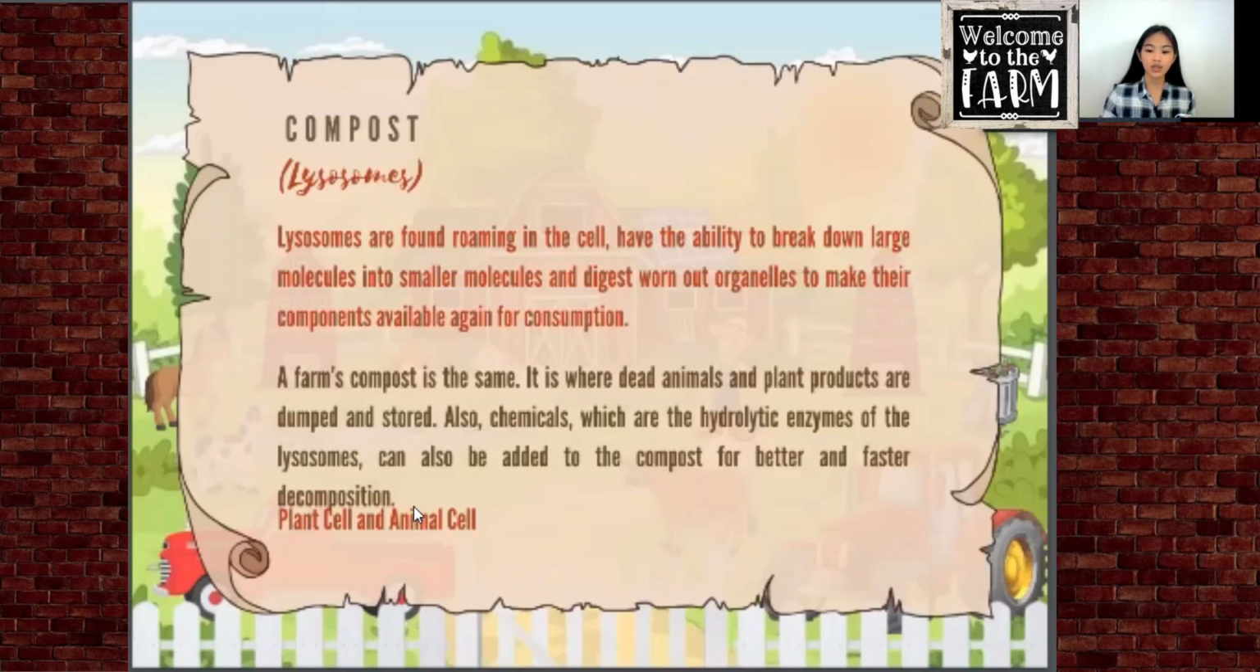Apparently, a farm's compost is the same. It is where dead animals and plant products are dumped and stored. Also, chemicals, which are the hydrolytic enzymes of the lysosomes, can also be added to the compost for better and faster decomposition. Ultimately, both these two can convert unusable or worn-out materials into reusable nutrients. The lysosomes can be seen in plant cell and animal cell.